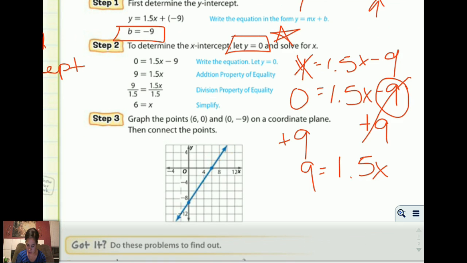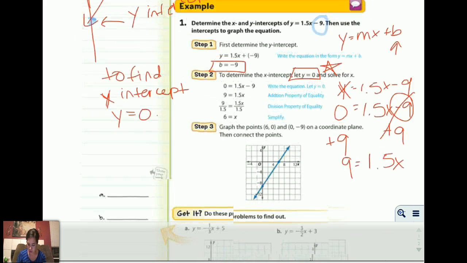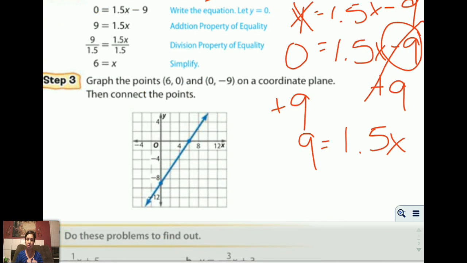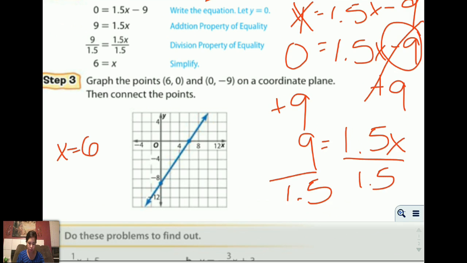To be able to get rid of this 1.5x, remember we talked about how that number in front of x means it's multiplying. So to do the opposite, I would need to divide by 1.5 on my calculator in order to get what x is. I go ahead and divide, and I get that x is equal to 6. So we're done solving. We have now found the x-intercept. Our x-intercept is at 6. So where x is 6, my line is crossing the x-axis.